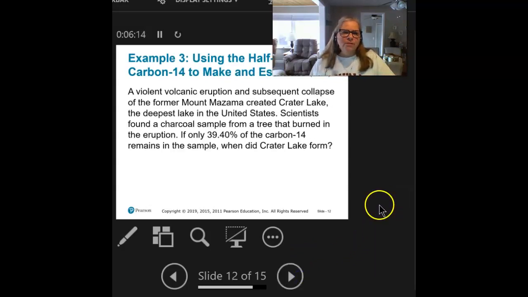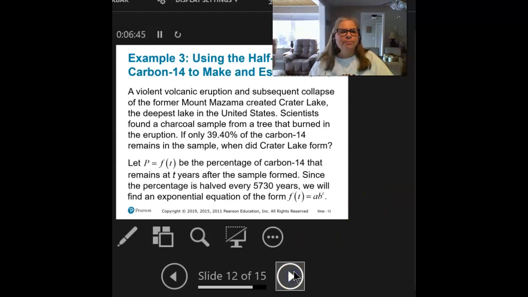We can also use half-life to make an estimate of when something happened. So there was this violent volcanic eruption that happened, and as a result, it created a crater lake, which happens to be the deepest lake in the United States. Scientists found a charcoal sample of a tree that burned in this eruption from the volcano that caused the crater lake. When they found that, it only had 39.4% of carbon-14 remaining. So we want to know, when did Crater Lake form?